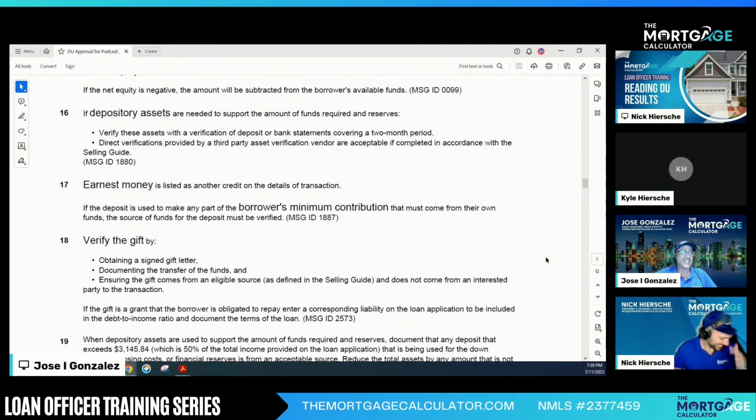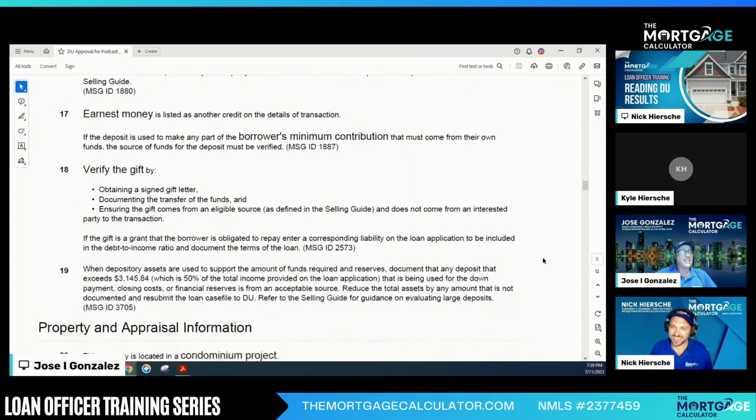Yeah, exactly. So in my case here, he has a gift that he was getting. So actually had 2 gifts. So they want a signed gift letter. And here's something that I want to explain so that you don't confuse the conventional loan gift requirements with the FHA gift requirement. Notice second bullet point there says documenting the transfer of the funds. That does not mean that you have to show the transaction history of the donor. That you have to do for an FHA loan.